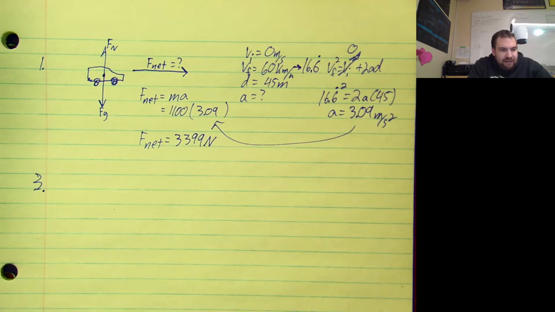We have a 950 kilogram car traveling at a constant speed of 35 meters per second. If 350 newtons of friction act on the car, what is the applied force provided by the engines? Okay, we'll draw this thing out.